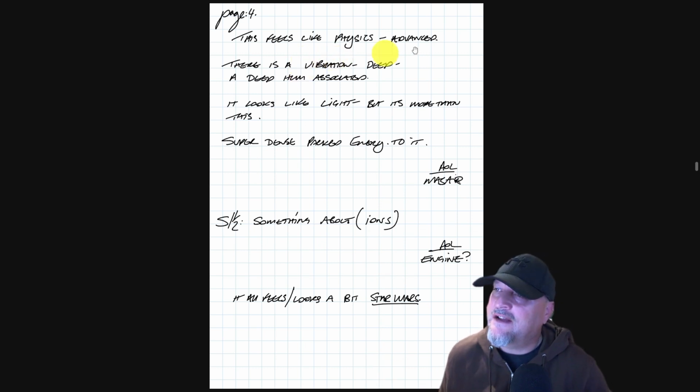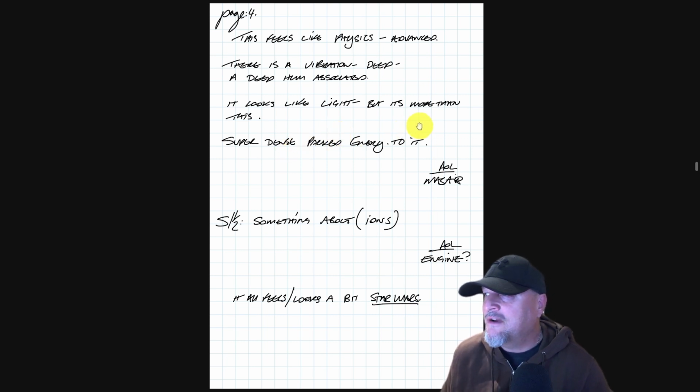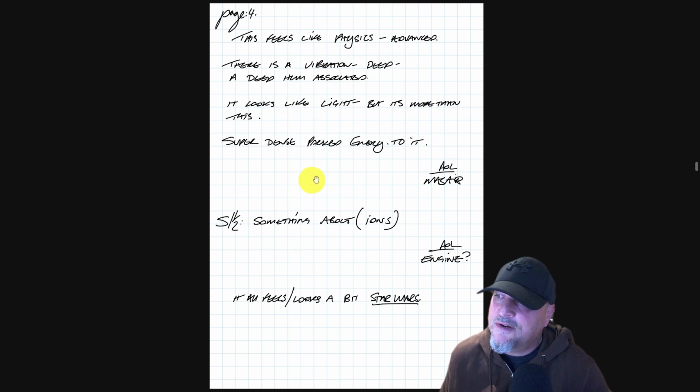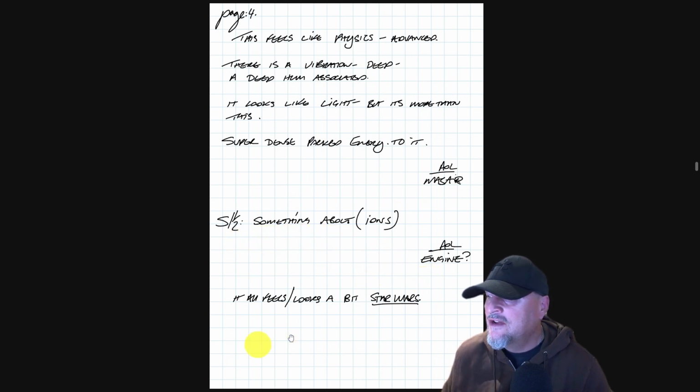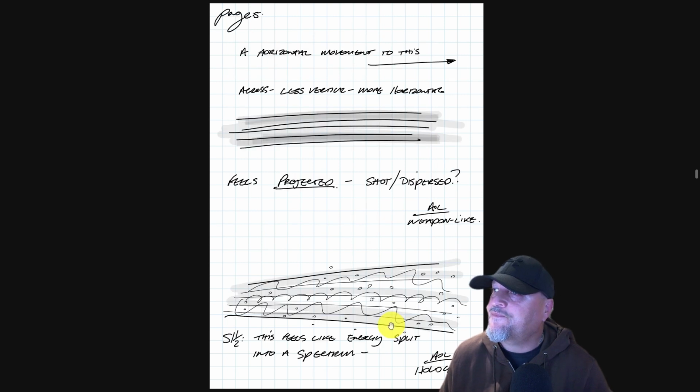So this feels like advanced physics. There's a vibration and a deep hum associated with this. It feels like light, but it's more than light. It's super dense, super packed energy. And I had an AOL here of a maser. Something about ions to this, like an ion engine or something. So yeah, it felt very much like Star Wars that I was looking at here.